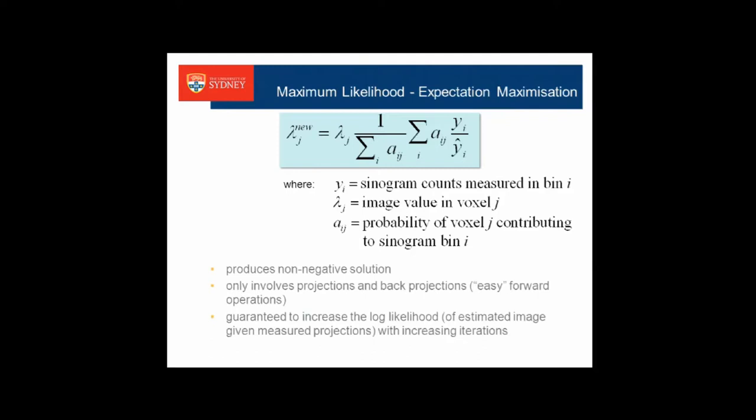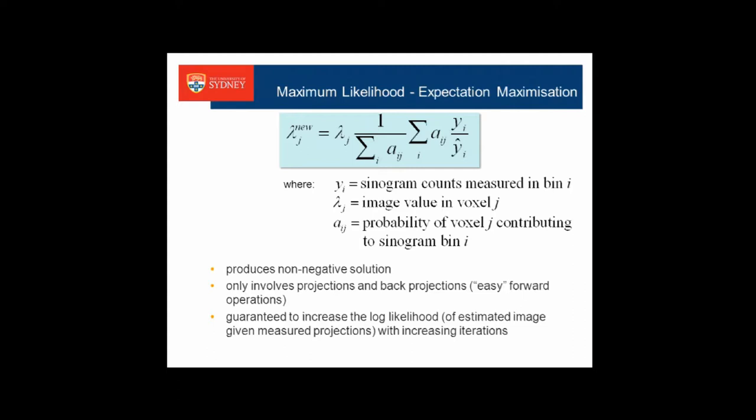And I just want to highlight some of the key features of this algorithm. First of all, so long as our initial estimate is non-negative, it will always produce a non-negative solution. It only involves projections and back projections, so mathematically and computationally, it's a relatively straightforward algorithm. And it's guaranteed to increase the log likelihood, which is the likelihood that the estimated image agrees with our measured projections, with increasing iterations.